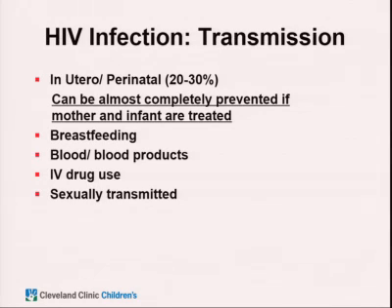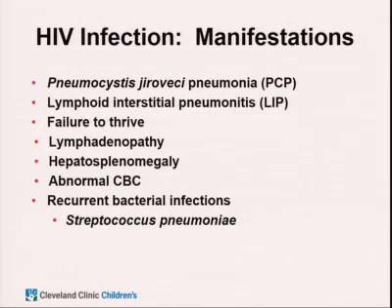So transmission of HIV from mom to baby usually occurs in utero or perinatally. The risk of transmission if mom and baby are not treated with antivirals is about between 20 and 30%. Remember, this can almost completely be prevented if mom and baby are treated with anti-HIV medication. Transmission can also occur through breastfeeding, through blood products, IV drug use, as well as sexual transmission.